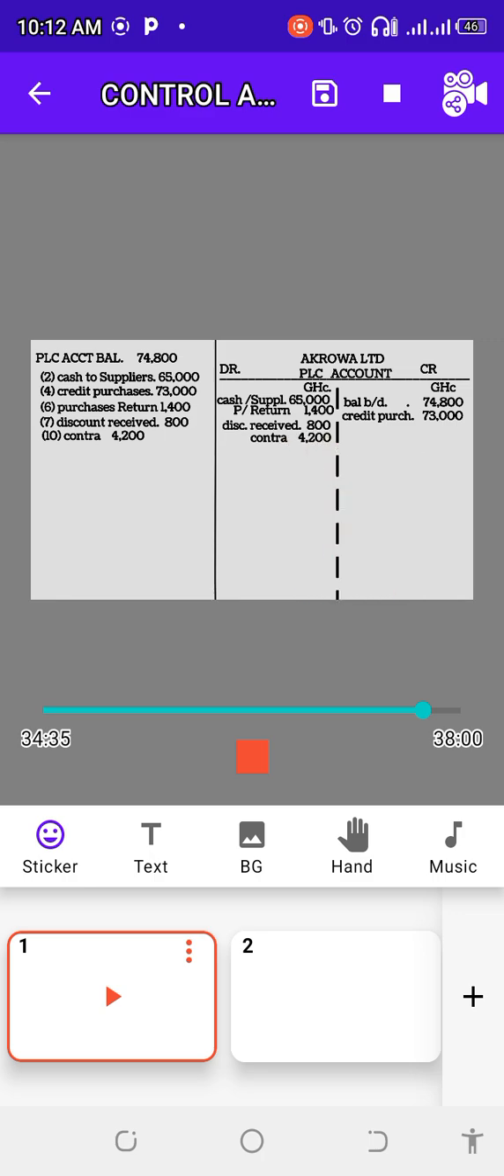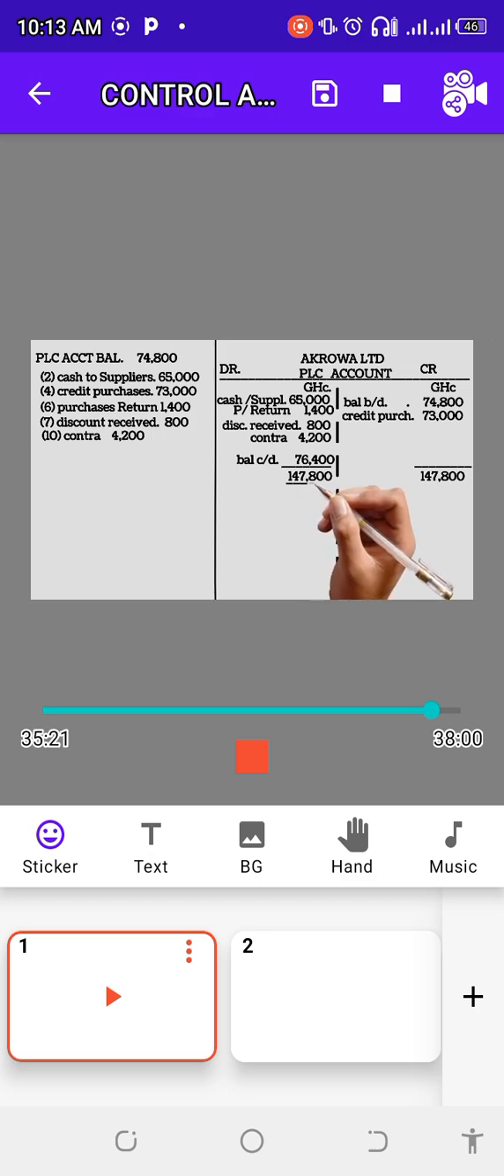So we now take the total of the debit side and the credit side, and fix it on the lower side. The balance carried down is 76,400. Now the total becomes 147,800, and the balance carried down is 78,400, which is the actual amount of payable, the actual amount the business is going to pay to creditors.